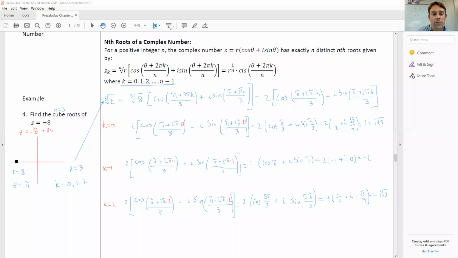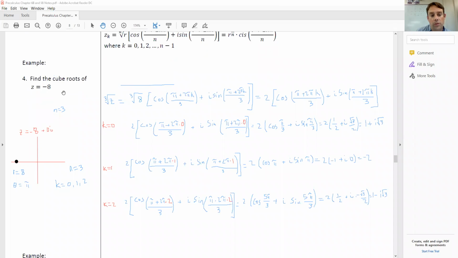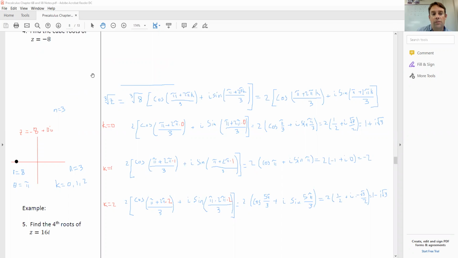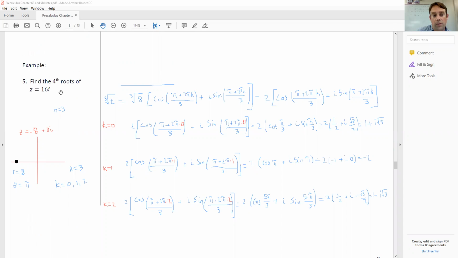So this is DeMoivre's theorem when it comes to actually determining the roots of a complex number. So why don't you guys go ahead and try one yourselves. Find the fourth roots of z equals 16i.